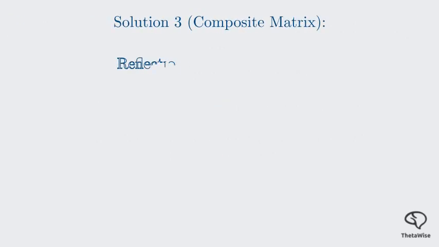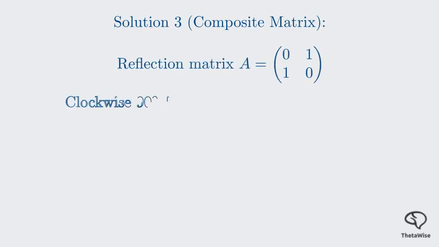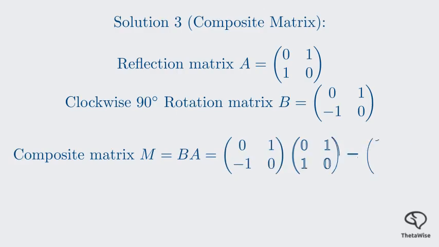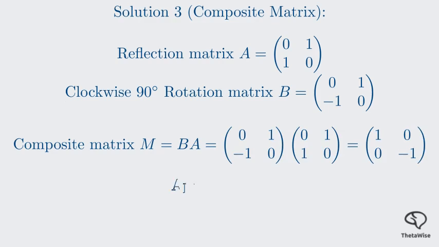The matrices are A equals [[0, 1], [1, 0]] for the reflection, and B equals [[0, 1], [-1, 0]] for the rotation. The composite transformation matrix is BA, since the rotation was the second operation. The composite matrix M is [[1, 0], [0, -1]]. When we apply this matrix to the point P (3, 2), we get the vector (3, -2). The coordinates of P double prime are (3, -2).